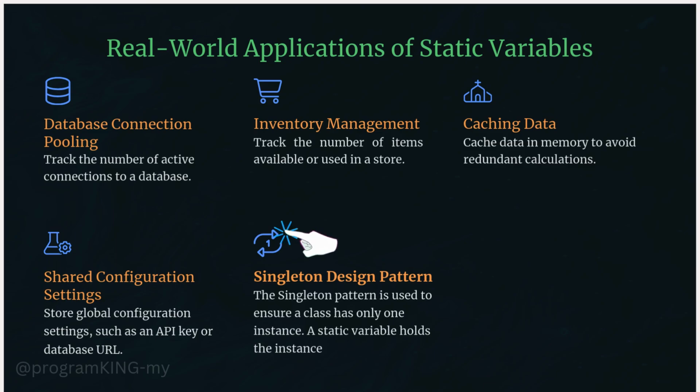Singleton design pattern. Finally, let's talk about the singleton design pattern. This is a classic design pattern used when you need to ensure that a class has only one instance throughout the application. Static variables are key here because a static variable holds the instance of the class, ensuring that only one object of the class exists, and all parts of the program share this single instance.